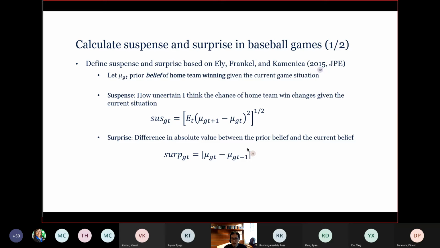So let me first introduce notation, which is mu_gt. In their model, they assume a rational Bayesian viewer. So they have a rational expectation about the home team winning probability.